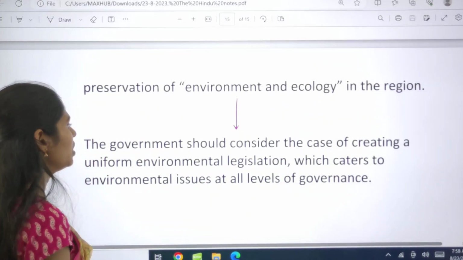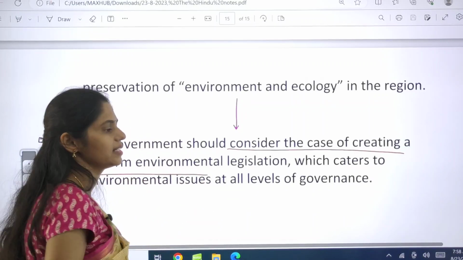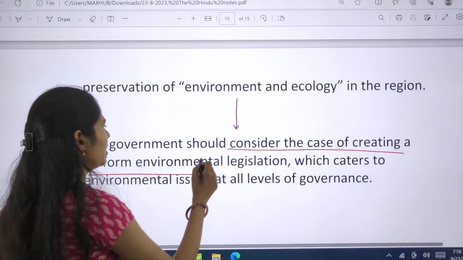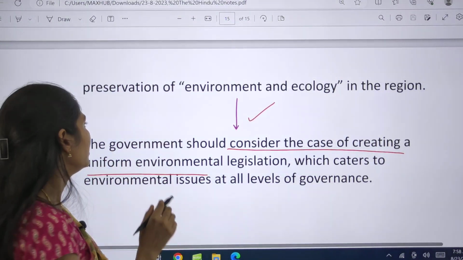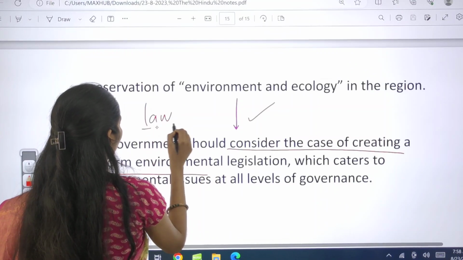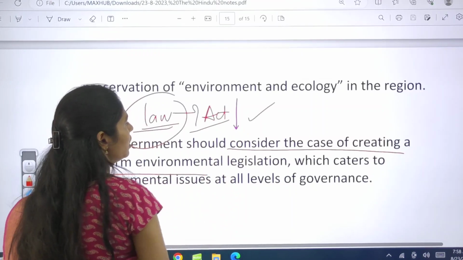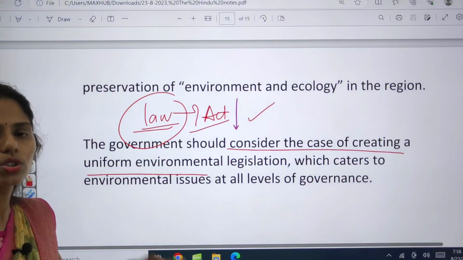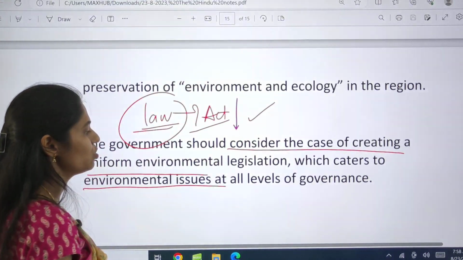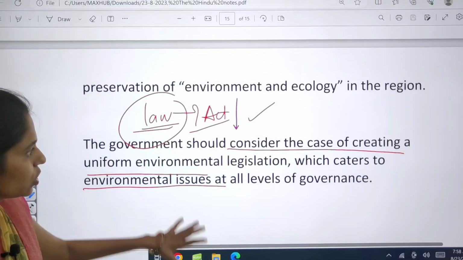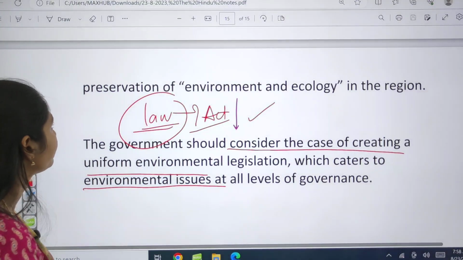And next one here is, government should consider the case of creating a uniform environmental legislation. So even though government is saying that we are going to come up with this policy, we need an effective law. Without this law or act, we can't ensure the protection of our environment. So we need efficient laws that cater to environmental issues at all levels of governance. So this is the crux of this article, and I hope it is very much clear, right?